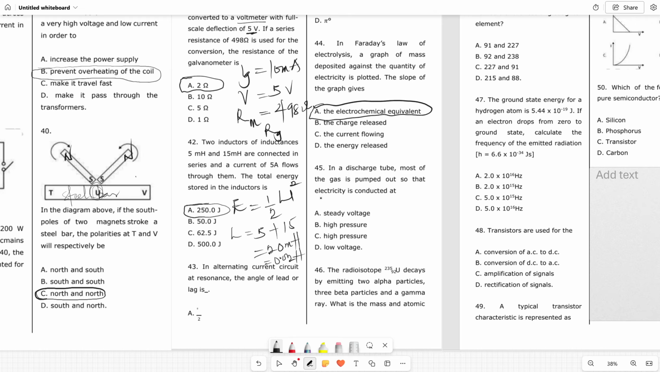Low pressure and high voltage. So what do you expect the answer to be here? I have two high pressures. So definitely that must be most likely an error. So you expect one of these options to be low pressure.